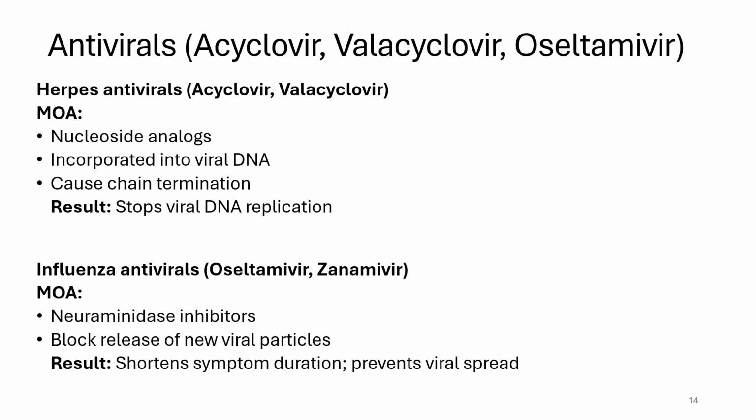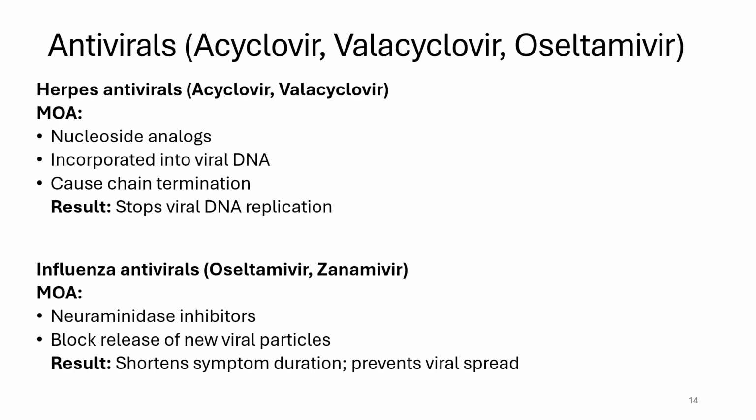Introducing our common antivirals and separating them by the viruses they treat and their mechanism. So first, our herpes antivirals like Acyclovir and Valacyclovir. These are nucleoside analogs. They get incorporated into the viral DNA and cause chain termination, which means the virus cannot continue replicating its DNA. The end result is viral DNA replication stops. Clinically, these are used for HSV, herpes simplex virus, and varicella zoster virus. They work best when started early in an outbreak.